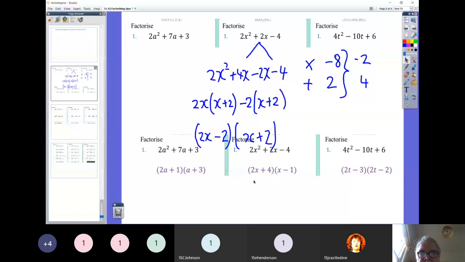Okay, anyway, back to this lesson. So those are the whole bunch of questions. So perhaps just make a quick note of the top line. I can read them out to you if you like, because we're going from ones that are easier to middle to difficult. So the first one is 2a squared plus 7a plus 3. Then in the middle column, we've got 2x squared plus 2x minus 4. And in the right-hand column, we've got 4t squared minus 10t plus 6.